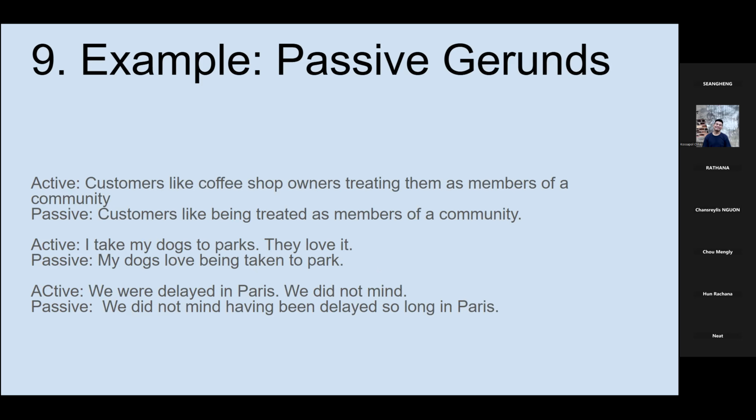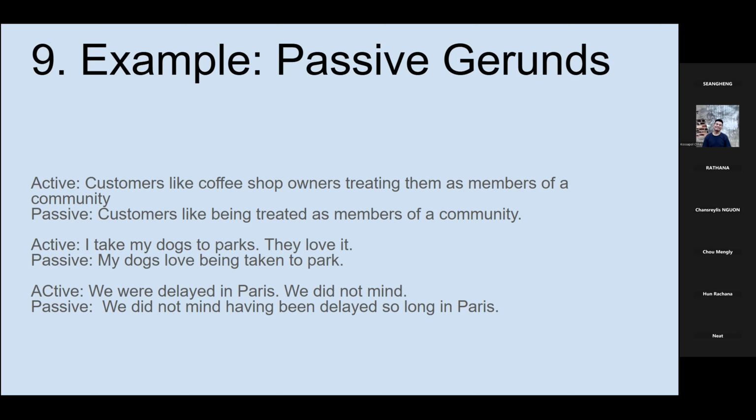The first passive gerund, first active: customers like coffee shops owners treating them as members of the community. Like, we can use with both gerund and to infinitive also, but in this example we use it with the gerund. Customers like being treated as members of the community.